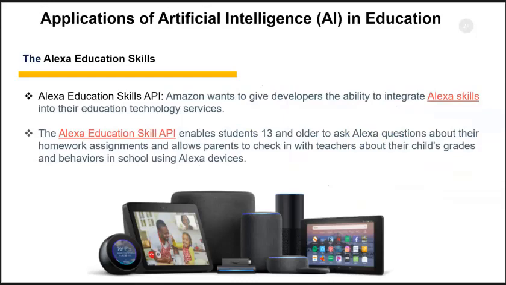Let's take another application of artificial intelligence, which is the Alexa education skill. Amazon integrated the Alexa skills into their education technology services. The Alexa education skills target students aged 13 and above, and enable them to ask Alexa questions about their homework assignments and their reports, for example, and also allow parents to check in with their teachers about their child's grades and behavior, using Alexa devices.